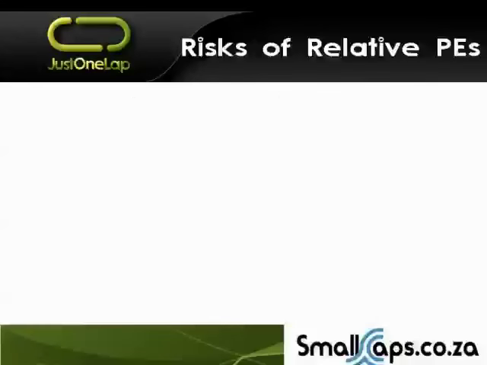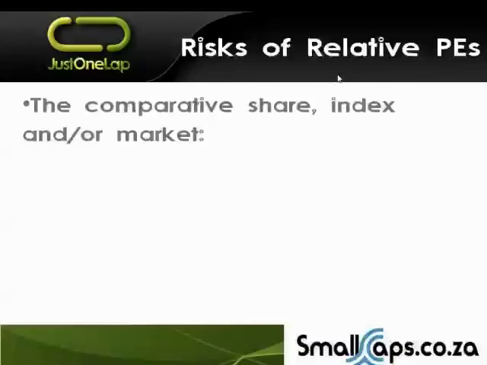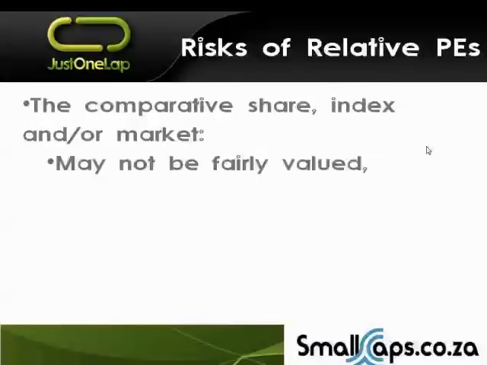Now, what all of those have in common is that you're working with relative price earnings. You're saying this share is valued according to something else. So relative price earnings are comparing the share versus itself, that would be the average, versus the index, versus the market. What are the problems? First of all, the comparative that you're comparing the price earnings of the share against may not itself be fairly valued.